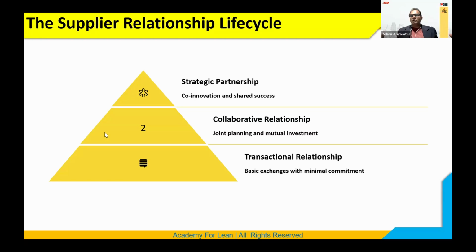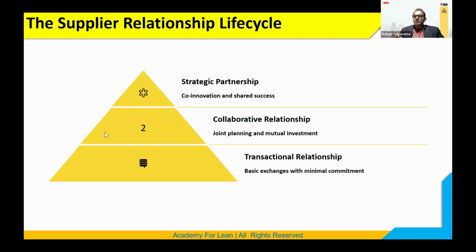So at the end of the day, everybody also cannot give us on-time delivery. Then at the end of the day, everybody is struggling. So you have to collaboratively build a relationship, like joint planning and mutual investment need to be done. And finally, when you look at the relationship life cycle, there is the transactional relationship, which we know as basic exchanges with minimal commitment.